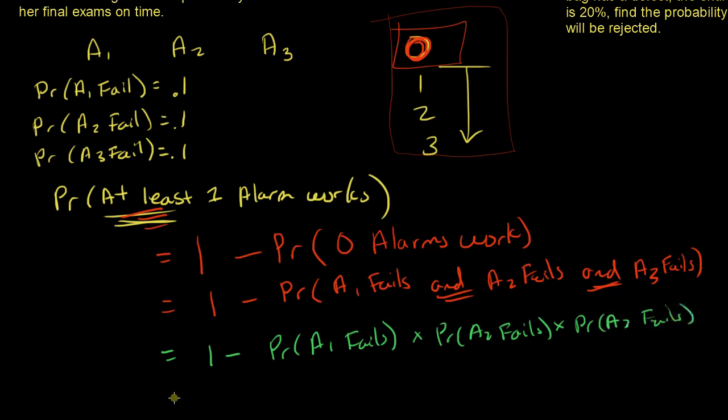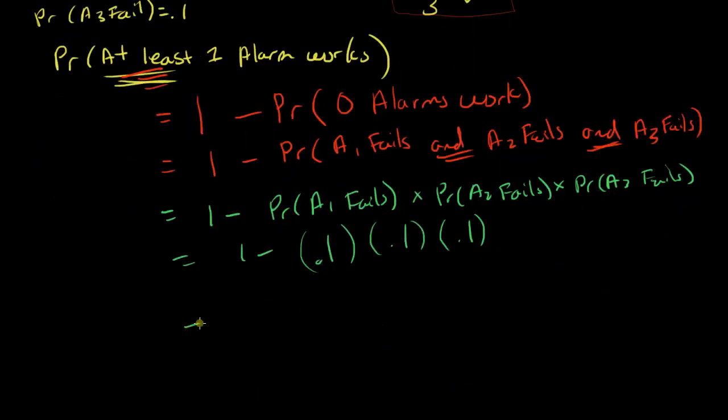Okay, so now I know each of these things. The probability alarm 1 fails is 0.1. Probability alarm 2 fails is 0.1. Probability alarm 3 fails is 0.1. So in other words, this is basically 1 minus 0.1 raised to the 3rd power, which equals 0.999. So in other words, she has 99.9% chance of making it on time.